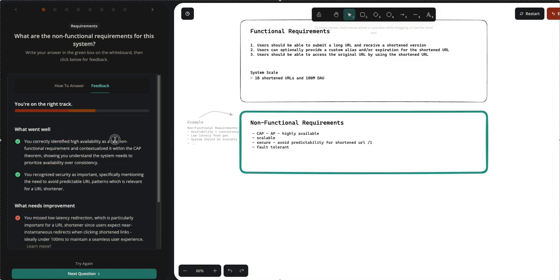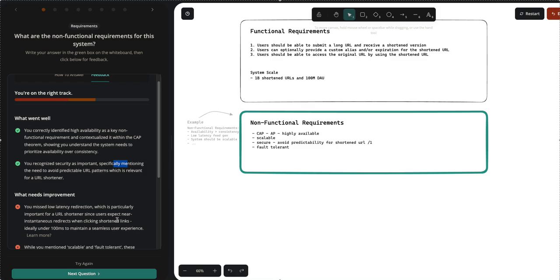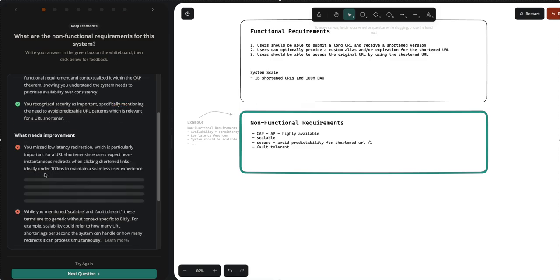Okay, you correctly identify high availability as a key non-functional requirement and contextualize it within the CAP theorem, showing your understanding that the system prioritizes availability over consistency. You recognize security as important, specifically mentioning the need to avoid predictable URL patterns, which is relevant for a URL shortener. You miss low latency redirection, which is particularly important for a URL shortener, since users expect near instantaneous redirects when clicking shortened links, ideally under 100 milliseconds, to maintain a seamless user experience. Yeah, that's true. Low latency.